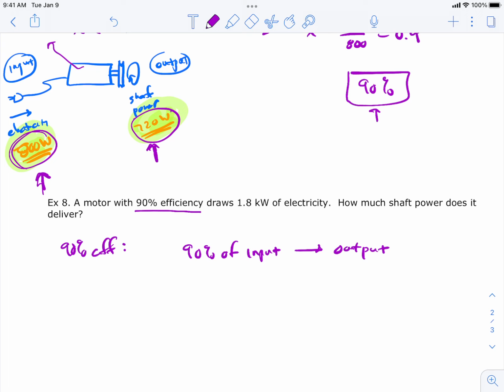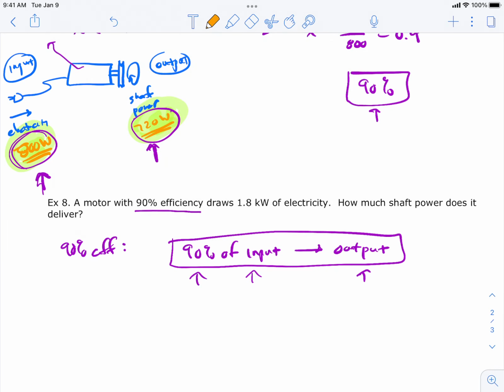Okay, that's the phrase, and that was the hard work, being able to extract that idea or to remember that idea. That's how efficiency works. There's a certain percentage of the input that you can convert to the output. Okay, now hang our information on there. 90%, that's this. Of means times, of the input.